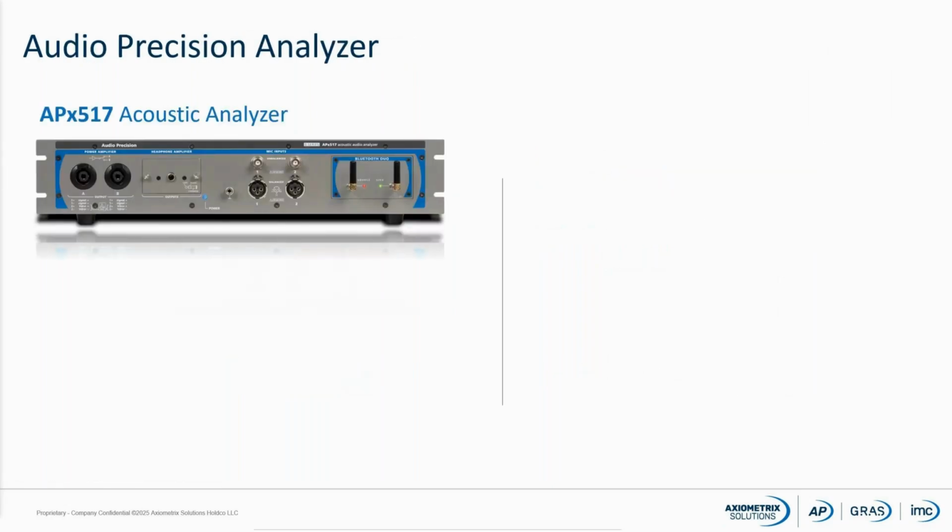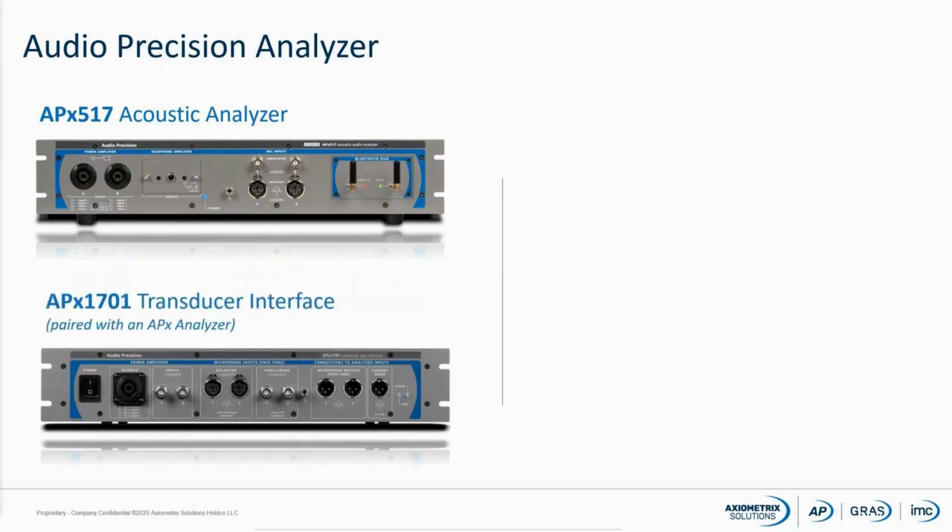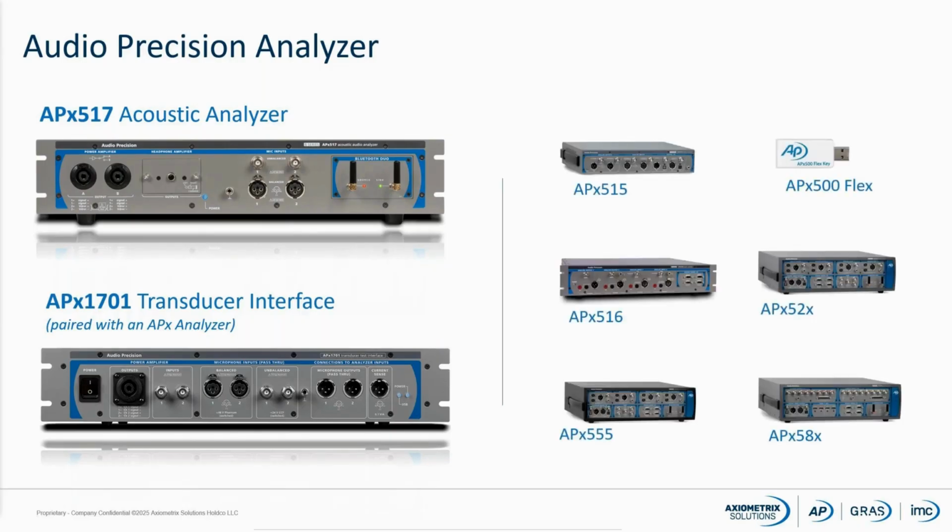And as mentioned earlier, here we have the APX517 acoustic analyzer. It has a built-in headphone amplifier and powered microphone inputs. We also have the APX1701 transducer interface, which can be paired with any APx analyzer. This has built-in power amplifiers and powered microphone inputs. And alternatively, you can also use any of our other APx audio analyzers for these measurements with an amplifier of your choice.